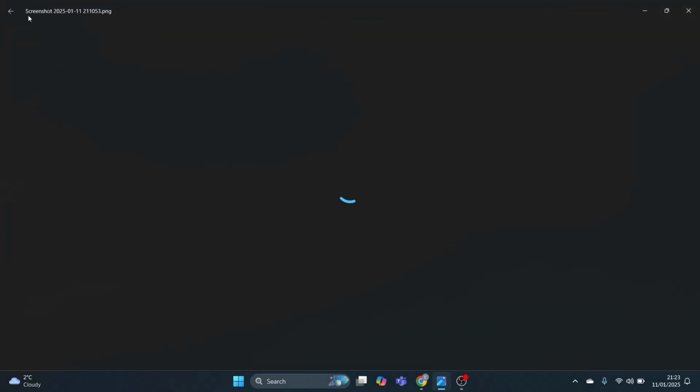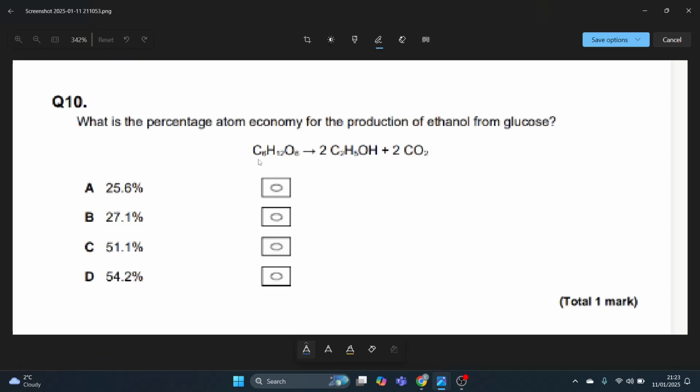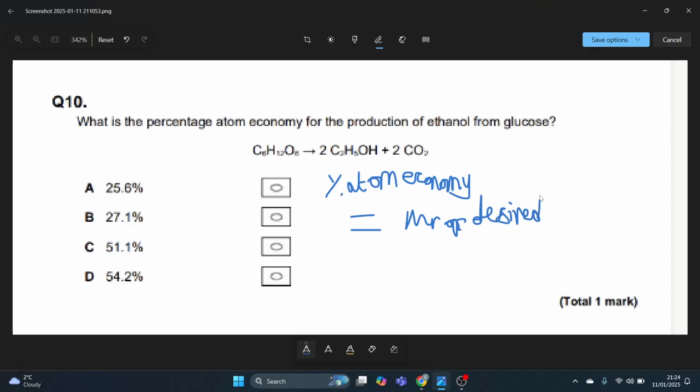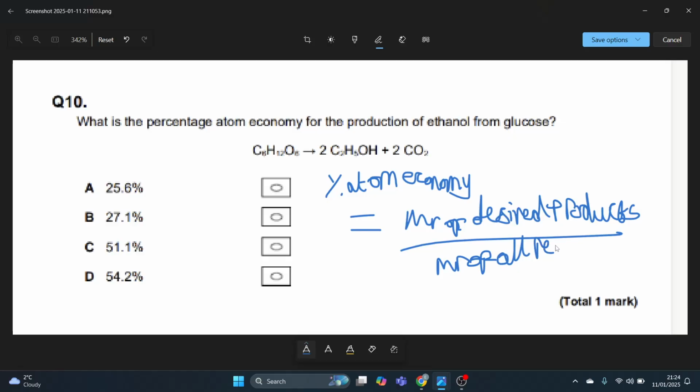And in question 10, I should have done that ages ago. What is the percentage atom economy for the production of ethanol from glucose? Percentage atom economy. So first thing, the formula: Mr of desired products divided by Mr of all reactants, times by 100. Why do we times by 100? It's a percentage.